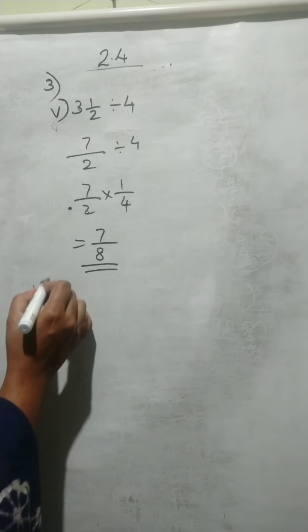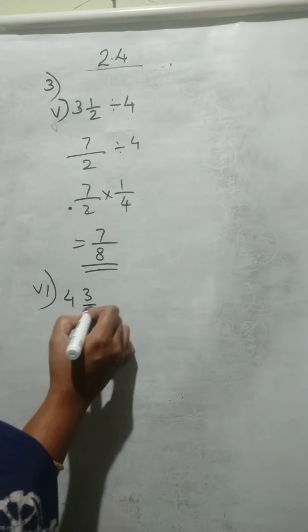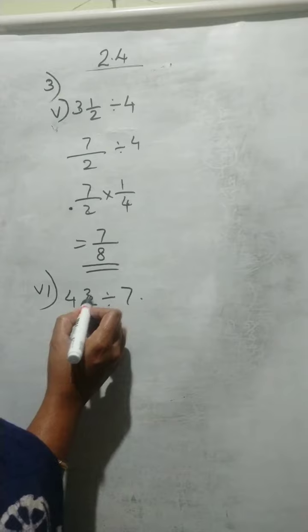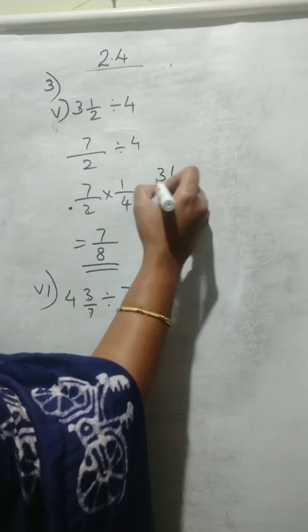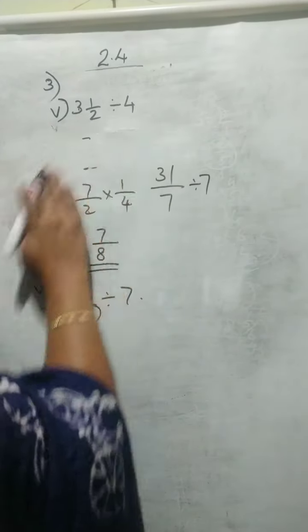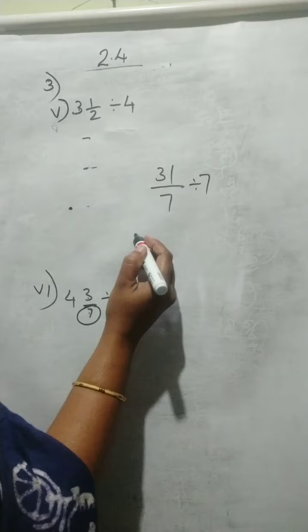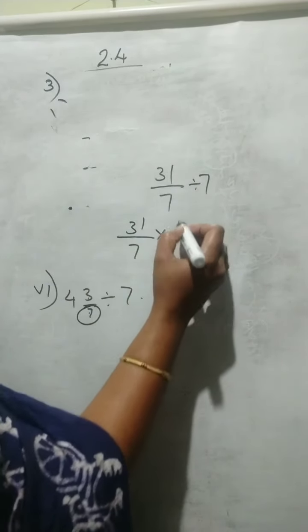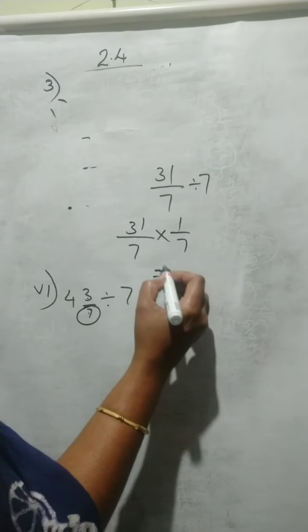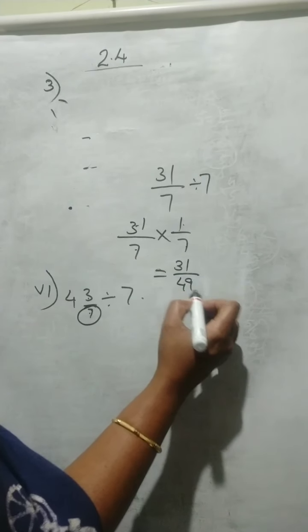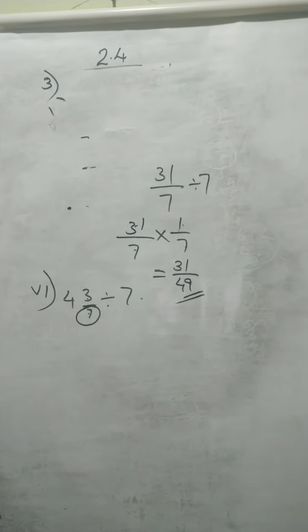Then the next question is 4 3 on 7 divided by 7. So 4 times 7, 28. 28 plus 3, 31 on 7. Denominator is 7. Divided by 7 itself. So how can we do? Here we can multiply with the reciprocal of 7. So 31 on 7 multiplied by reciprocal of 7 is 1 on 7. So that is equal to 31 multiplied by 1. That is 31. 7 times 7, 49. So 31 on 49 is the answer. That is a proper fraction.